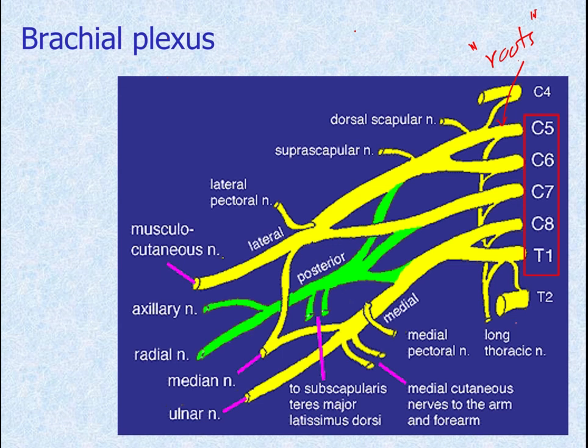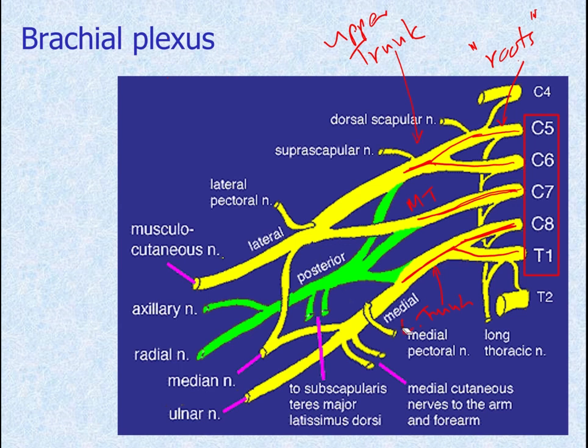And these roots, if you take the first two roots C5 and C6, as you can see here, they unite and form one nerve, and this is called a trunk. Similarly, the lower two roots, C8 and T1 roots, unite and form one nerve, that is also called a trunk. Then the middle root C7 continues as it is. So these three trunks are called upper trunk, this is called middle trunk, and this is called lower trunk.